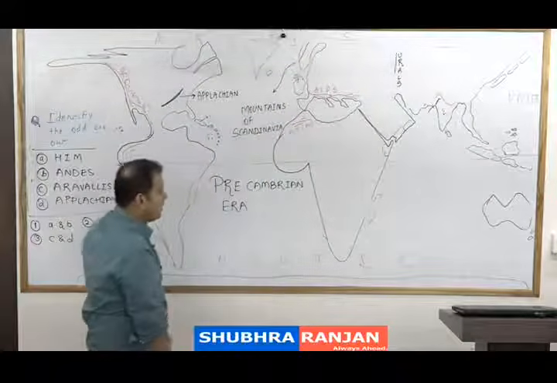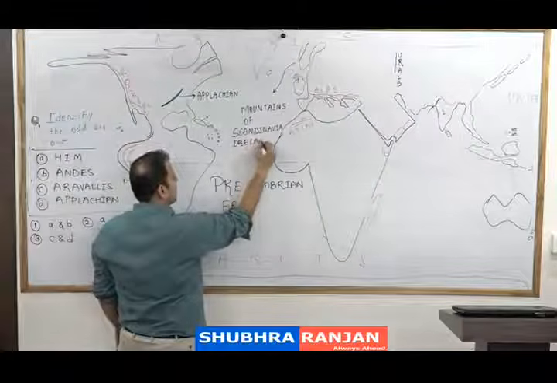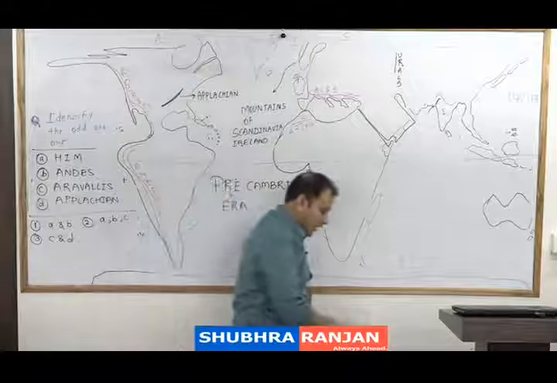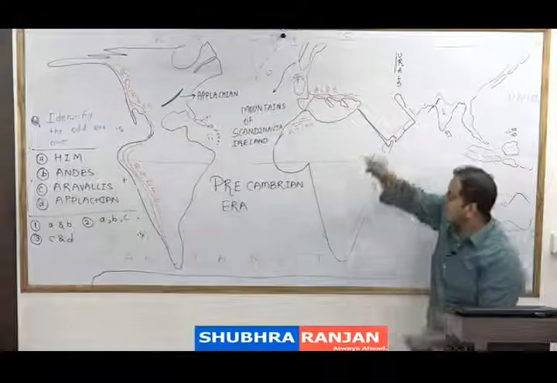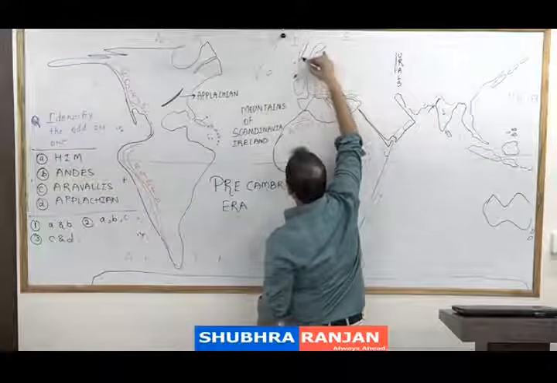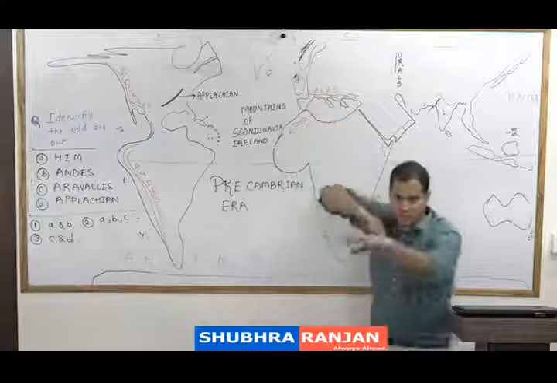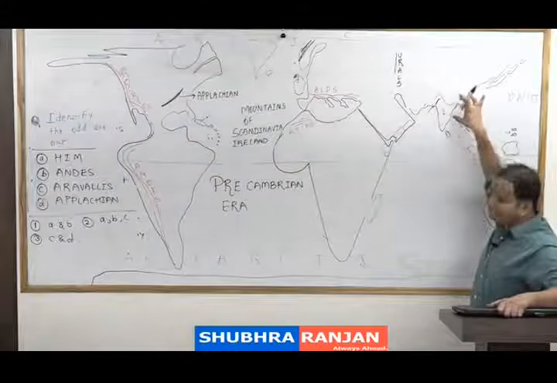Mountains of Scandinavia, Ireland. So these mountains here are what are known as the mountains of Ireland and the mountains of Scandinavia. These are old mountains, Urals and Aravallis.